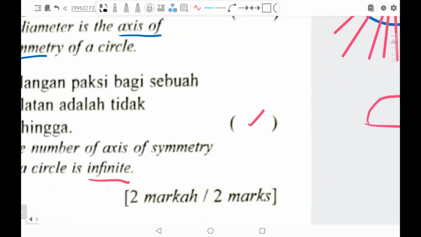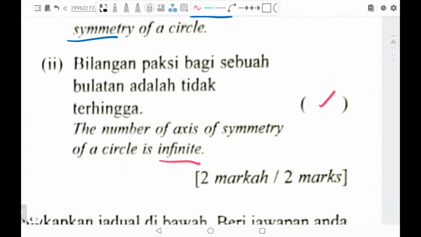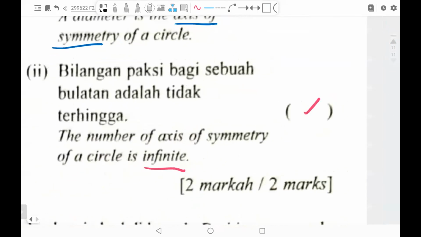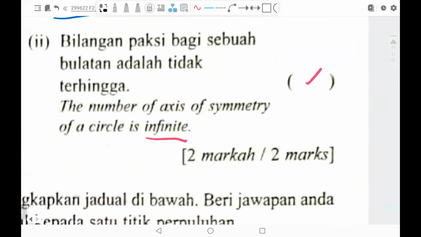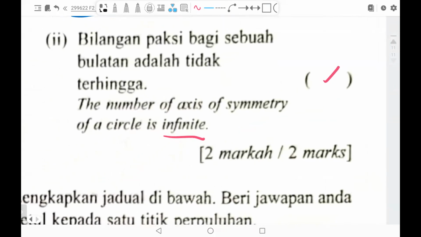So this sentence is correct. This is what it means. So the number of axes of symmetry of a circle is infinite. Infinite means too many. You cannot count already. Ask you to count, teacher, no lah, cannot lah. Too many. That is what it means, infinite. Is that okay? Now you know the meaning of symmetry, axis of symmetry. So for the circle, the diameter will serve as the line, the magic line.